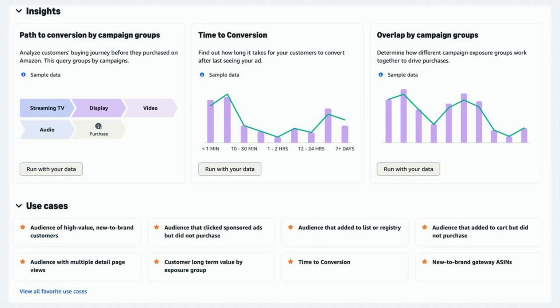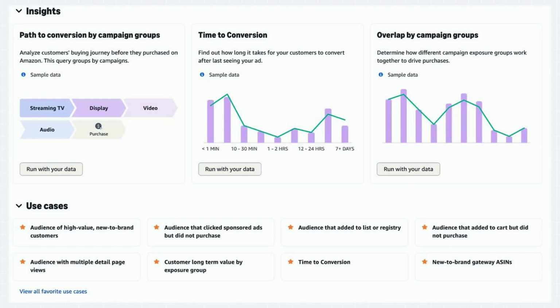When you log into AMC, the first three analytics you're going to see are path to conversion, time to conversion, and overlap by campaign groups. So these ones are pretty basic. How are people finding my listing? Is it through my TV ad? Is it through my sponsored display ad, my video ad, my sponsored products ad? The majority of people listening in are probably only running sponsored products. So yeah, you can see why this is so valuable.